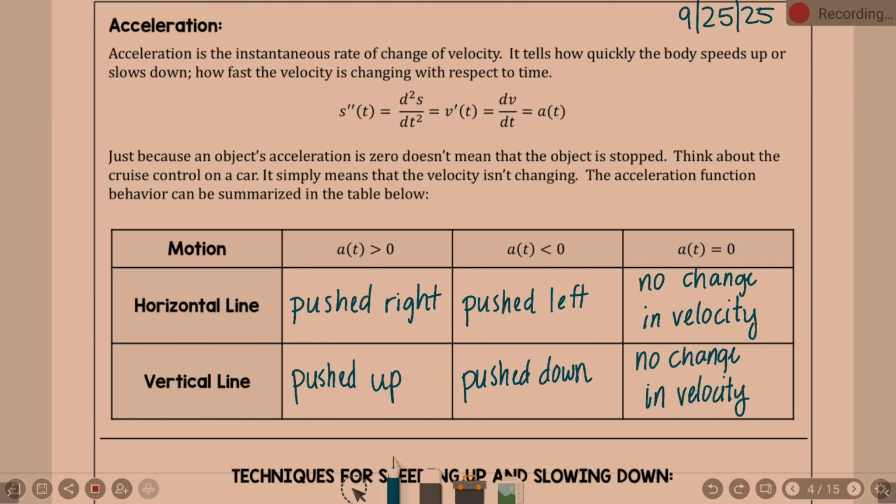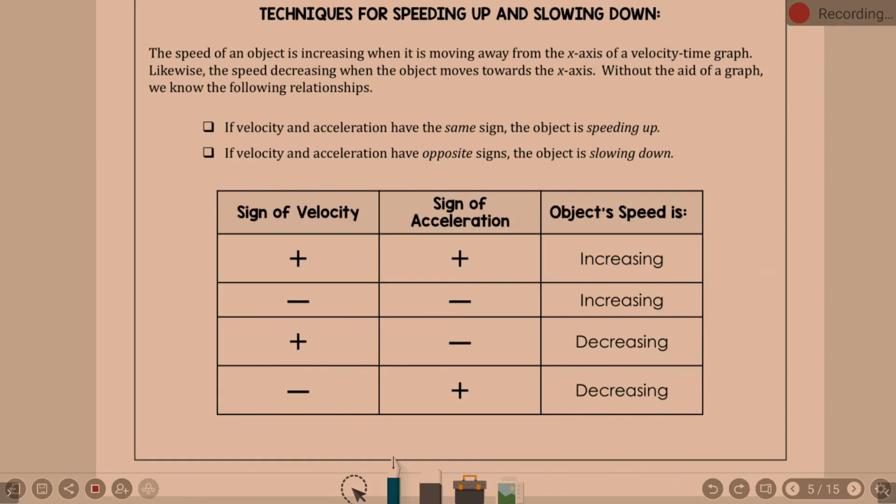Okay. So now the bottom half of this page is an important chart. It comes up in various word problems and free response problems. The speed of an object: if you remember at the end of class yesterday, I mentioned speed is not the same as velocity. Speed is the absolute value of velocity. Velocity can be positive or negative, but speed cannot. Speed is just positive.